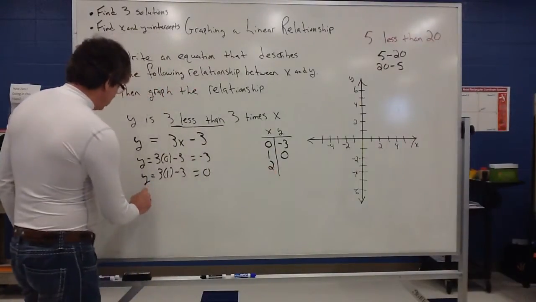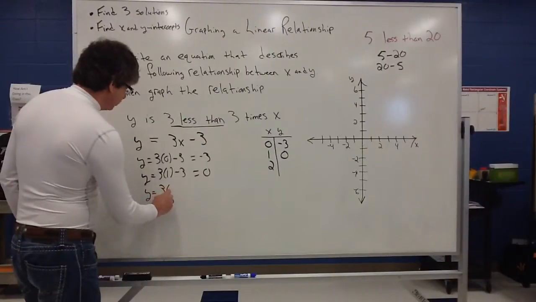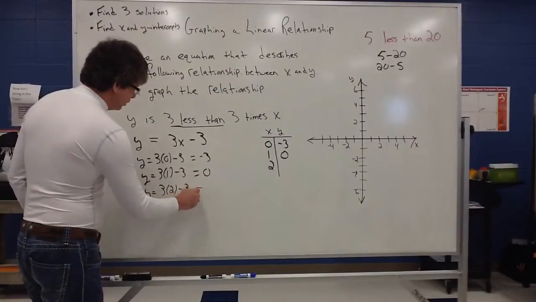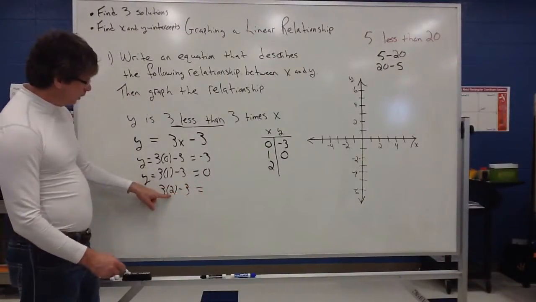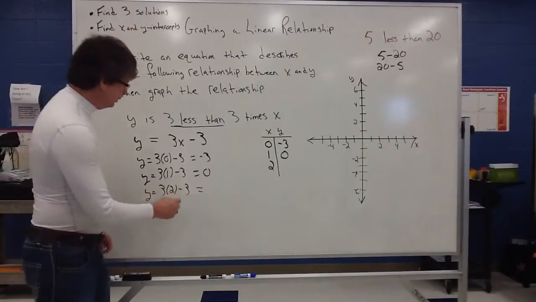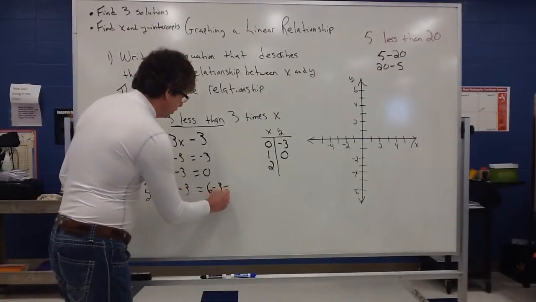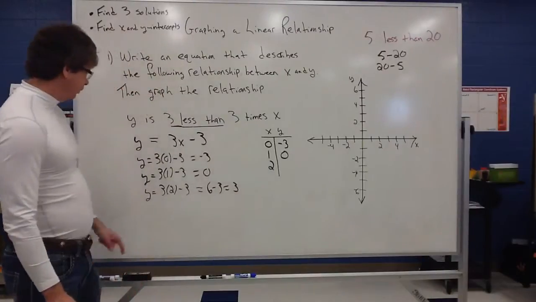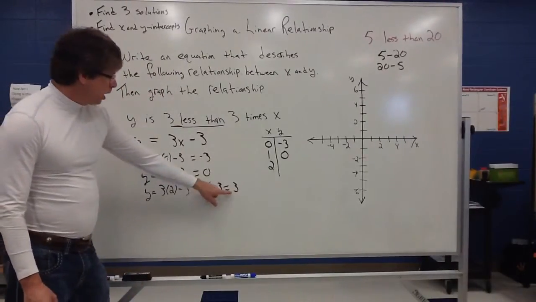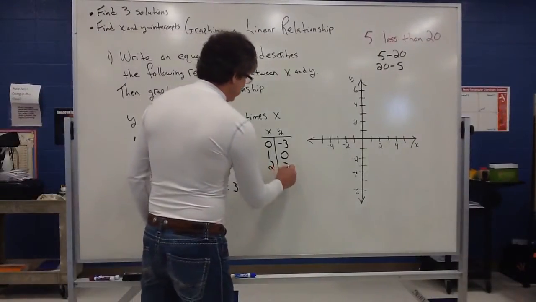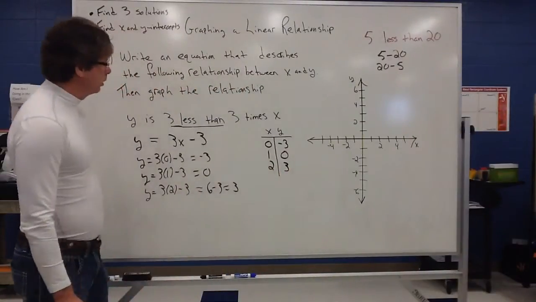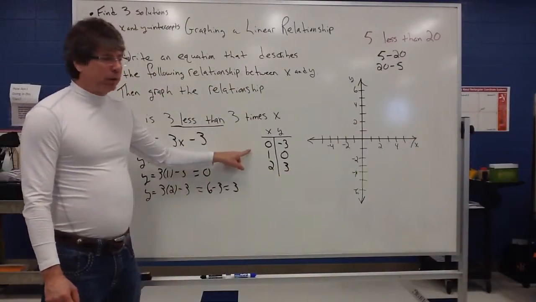Pick 2. Y is equal to 3 times 2 minus 3. 3 times 2 is 6. 6 minus 3 is going to give me 3. So I picked a 2 for x, and y gave me a 3. So those are my solutions. So now I'm able to graph my relationship.